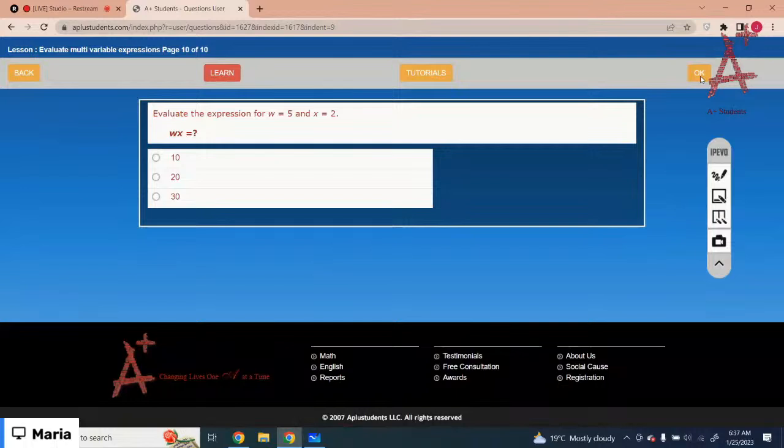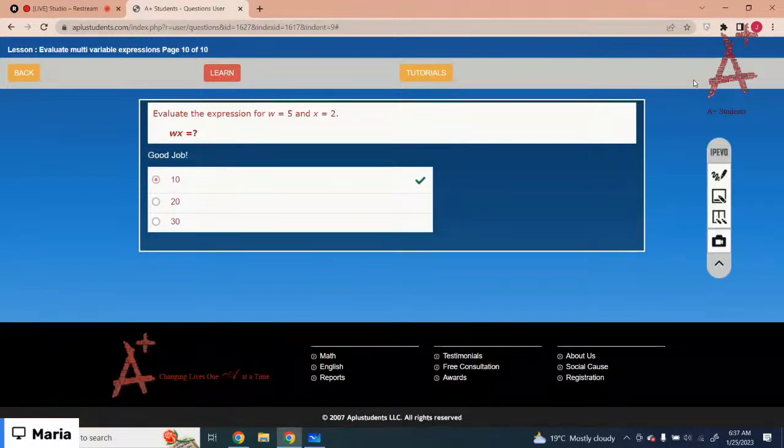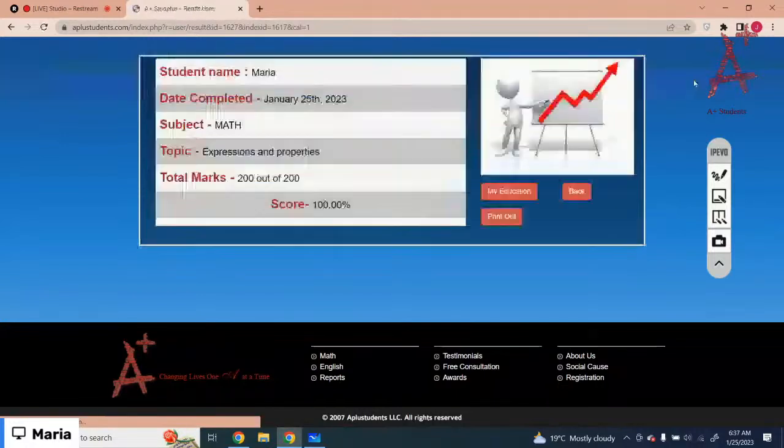Evaluate the expression for w equals 5 and x equals 2. So you have to do wx. So you have to do 5 times 2. So 5 times 2 is, very good, 10. So the correct option is 10. Just select the correct option and then click on the OK button. Okay, we are done with our test.